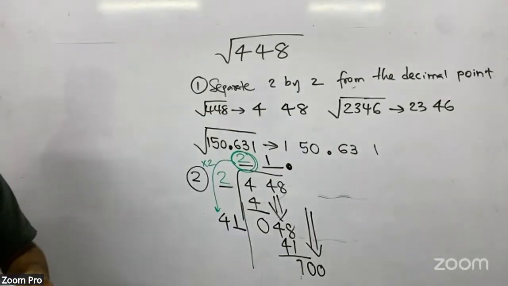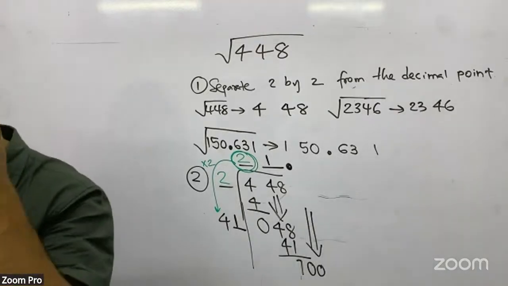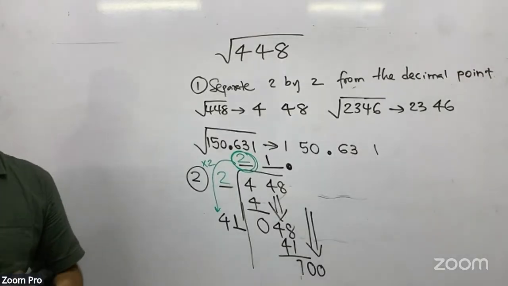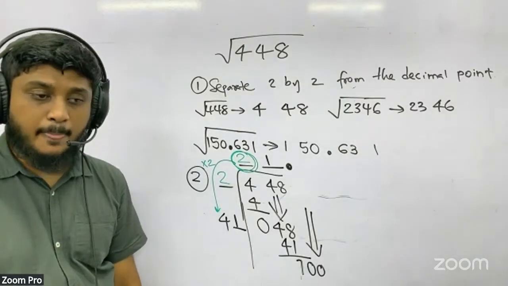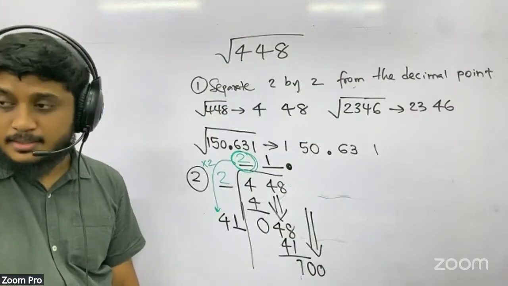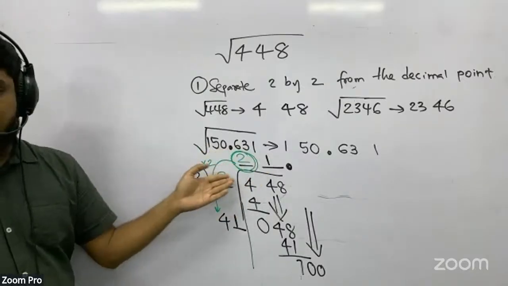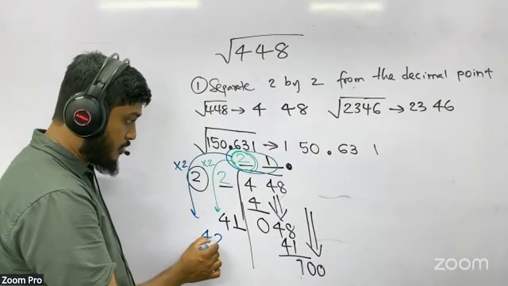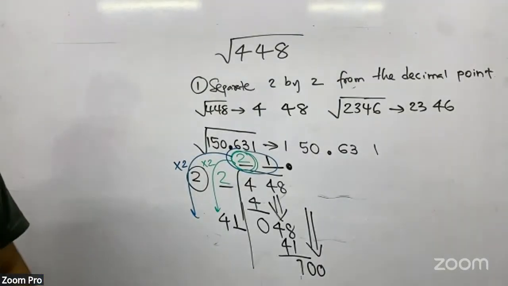But what is the next step then? After bringing the zeros here, we have to multiply the answer by how much? 2. I have to multiply the answer by 2. What is the answer at the moment? 21. Under this 21, I have to multiply by how much? 2. Then what will I get? 42. So I get 42 here.